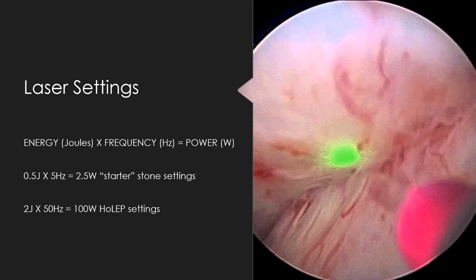When deploying the Holmium YAG laser, it's important to be aware of the laser settings we commonly use. These are given in terms of the energy and frequency of the laser in joules and hertz respectively. Multiplying these two together gives the power of the laser in watts. So for example, when starting lasering a stone, most stone surgeons will use a setting of around 0.5 joules times 5 hertz, giving 2.5 watt total power. When doing a HoLEP, we usually go for 2 joules at 50 hertz, which is 100 watts.